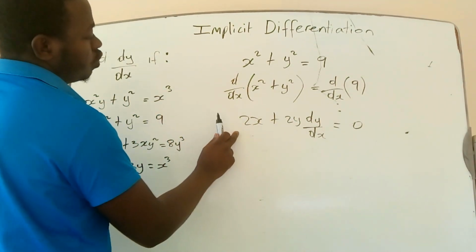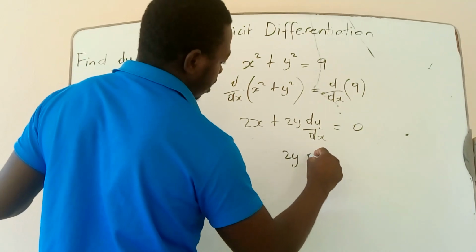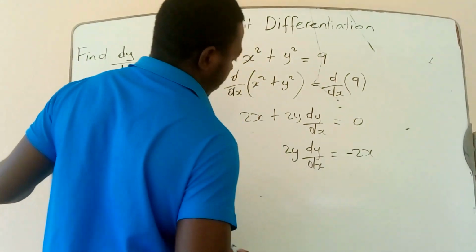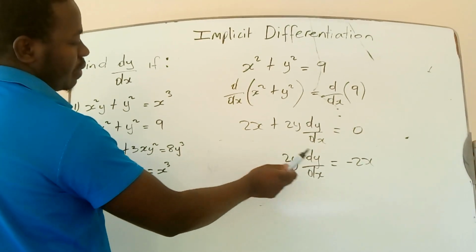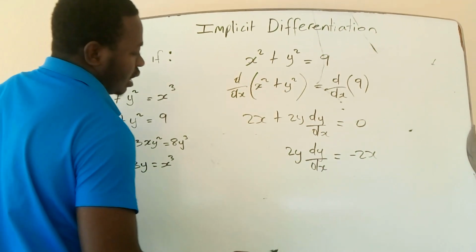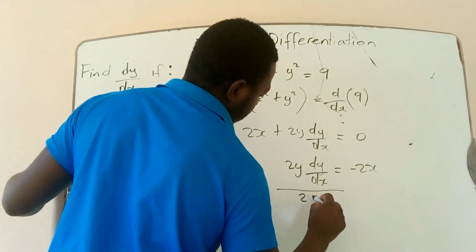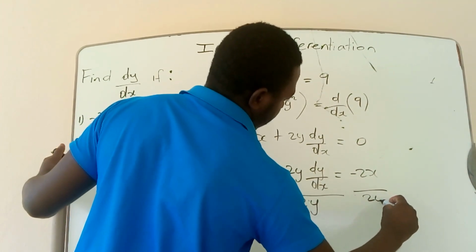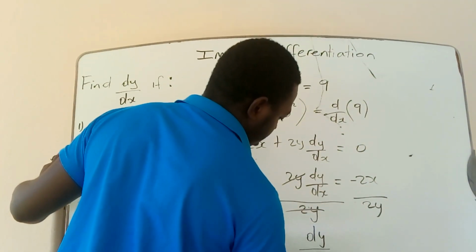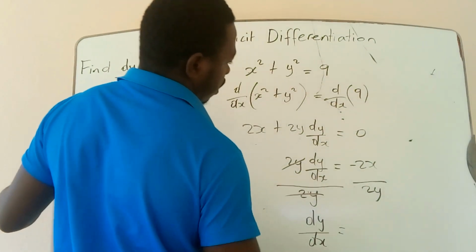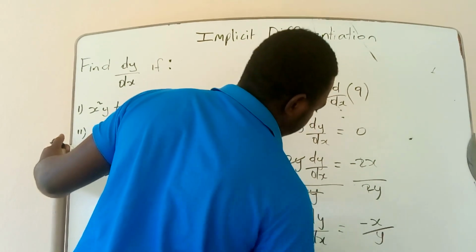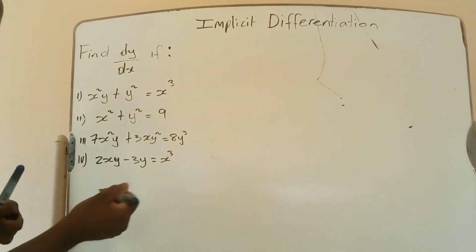So I need to subtract 2x from both sides. That means 2y dy by dx is equal to minus 2x. Now I need to divide both sides by 2y, since 2y is multiplying this dy by dx, and I want to get rid of the 2y. So I divide this side by 2y, and I divide this side by 2y. Therefore 2y cancels 2y, dy by dx is equal to, 2 cancels out 2, so that just leaves me with minus x over y. And that's it. Let's do number 3.